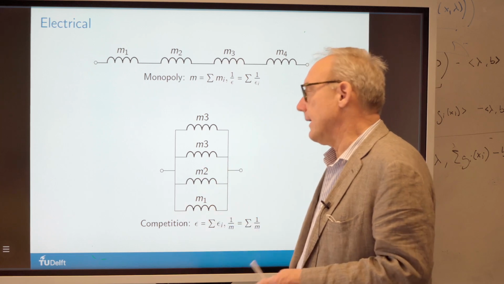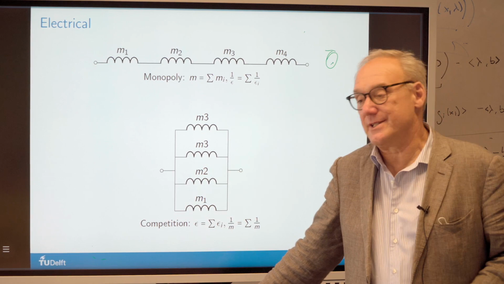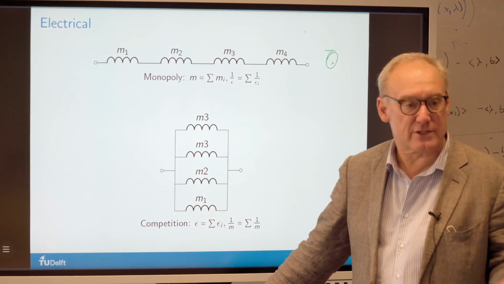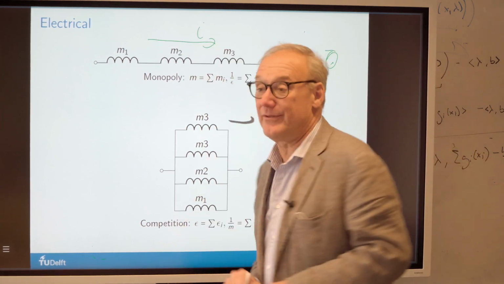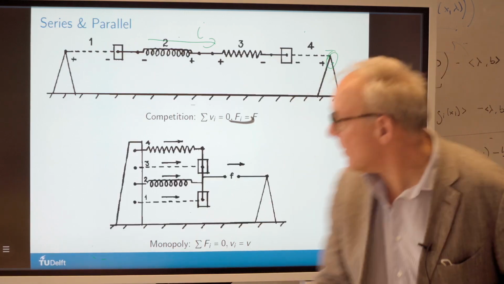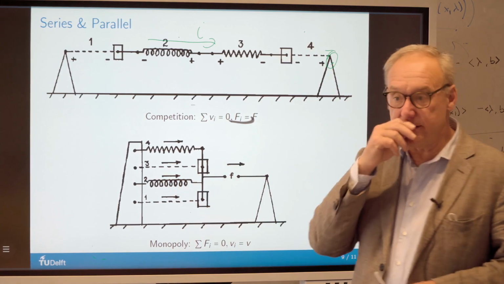You know that in an electrical system now, the ground is going to be where the potential is zero, and then the across variable and the flow variable are swapped. So what you see here is a common current. And the common current corresponds to this common velocity. All right?